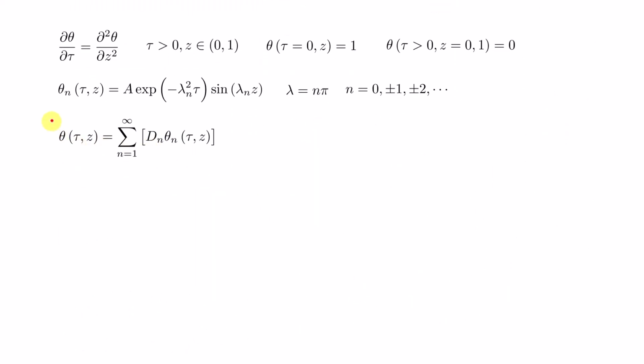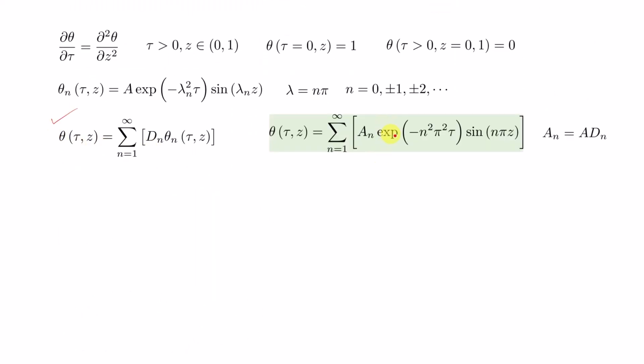So here we are. I can plug it in with this exponential minus n squared pi squared tau and sine n pi z from lambda equals n pi. And in theta n I had this a, and here I have dn. So clubbing this a and dn, I write simply an. I don't want to keep two constants. This is just one constant.